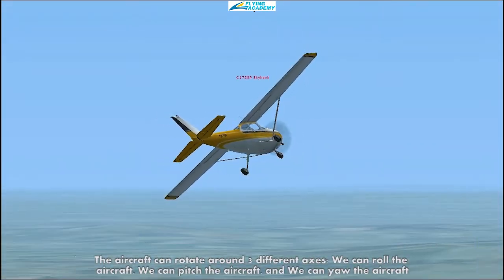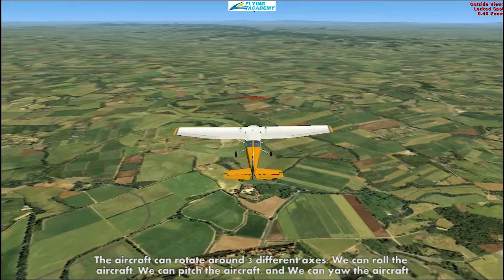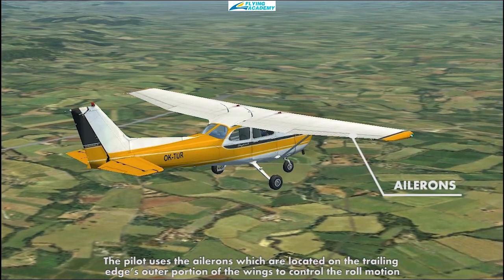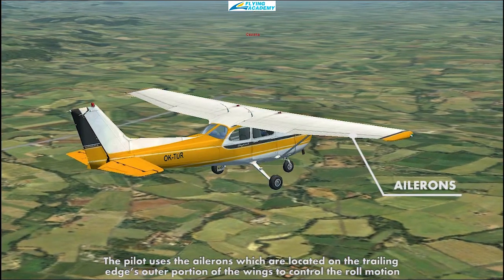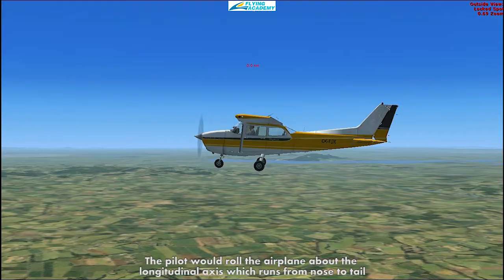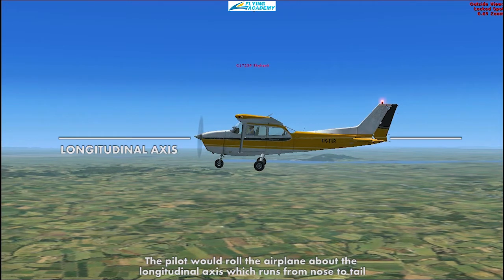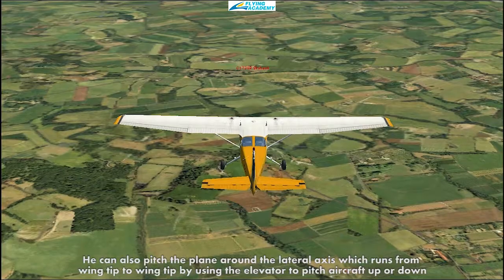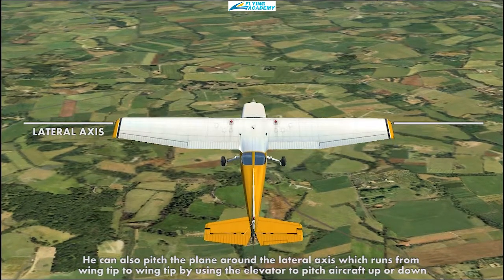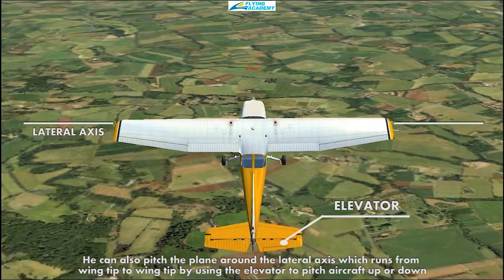We can roll the aircraft, we can pitch the aircraft, and we can yaw the aircraft. The pilot uses the ailerons, which are located on the trailing edge's outer portion of the wings, to control the roll motion. The pilot would roll the airplane about the longitudinal axis, which runs from nose to tail. He can also pitch the plane around the lateral axis, which runs from wingtip to wingtip, by using the elevator to push the aircraft up or down.